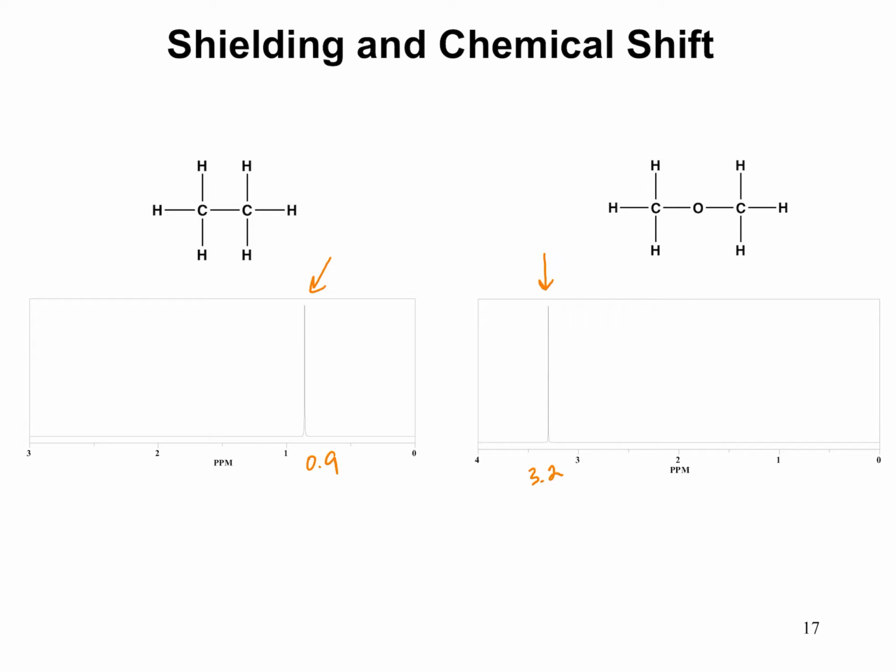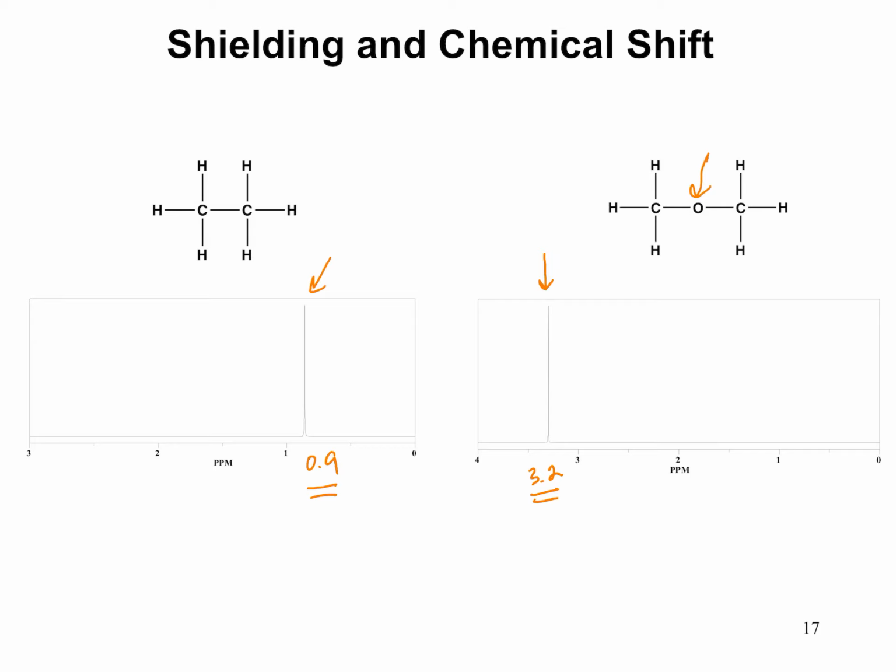So why do you think that's the case? Why do you think that this one signal is showing up around 3.2 and this one's showing up at 0.9? Yeah, it's going to be because of this oxygen, right? Why? What's that oxygen doing? Well, remember, we said that electron density surrounds a nucleus here, and if the electron density is protecting the nucleus from the magnetic field, well, what happens when you put an electronegative atom, such as oxygen, right next to this carbon?